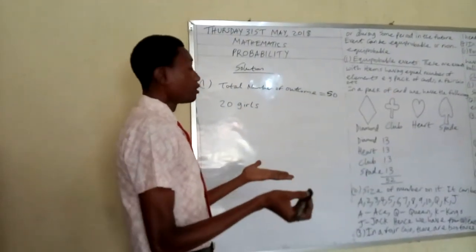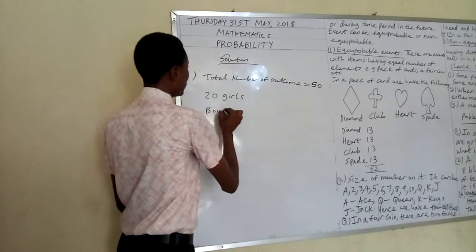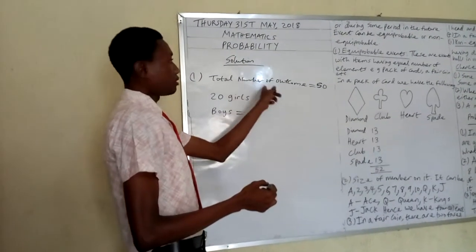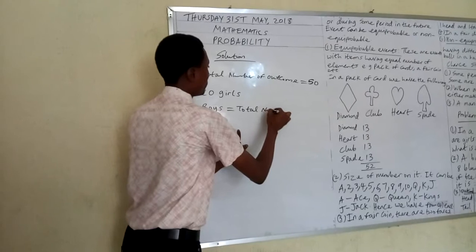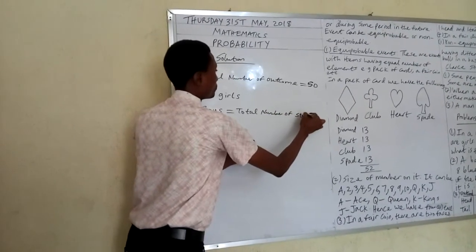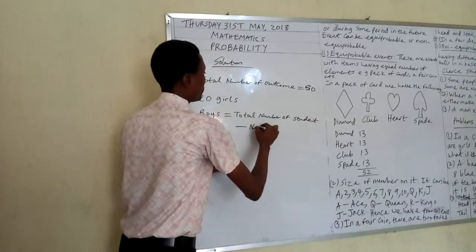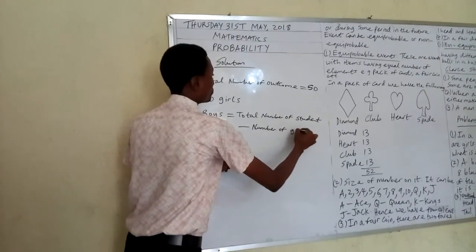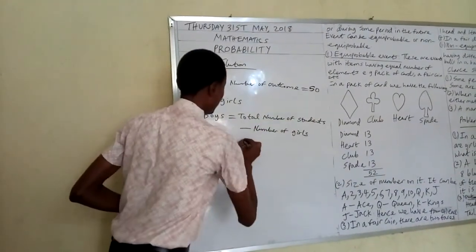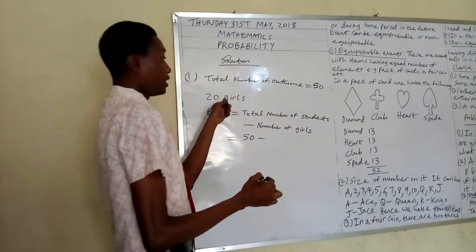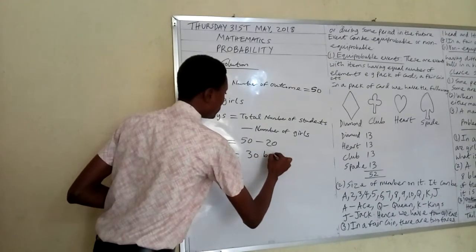How do we get the number of boys? It's simple. Boys will be the total number of outcomes, that is the total number of students, minus the number of girls. Total number of students is 50, minus number of girls, 20. And that will give us 30. Which means we have 30 boys.